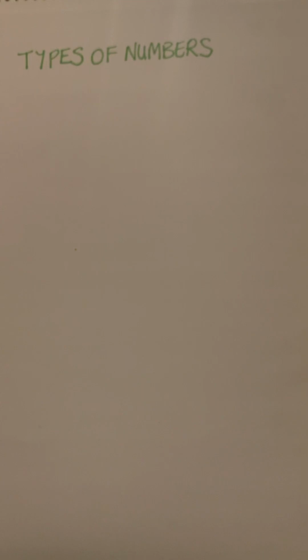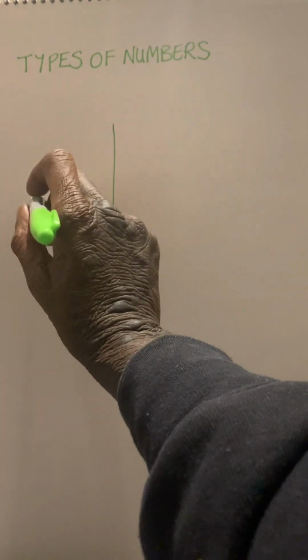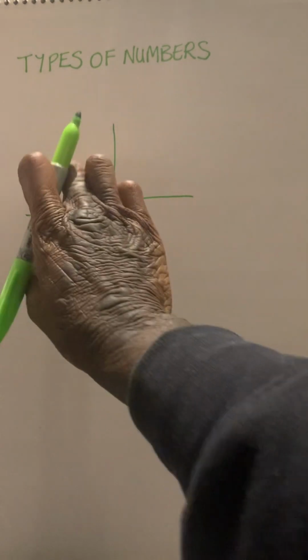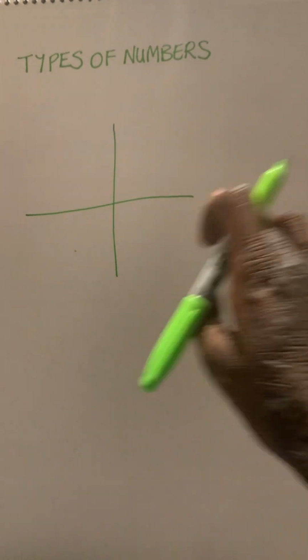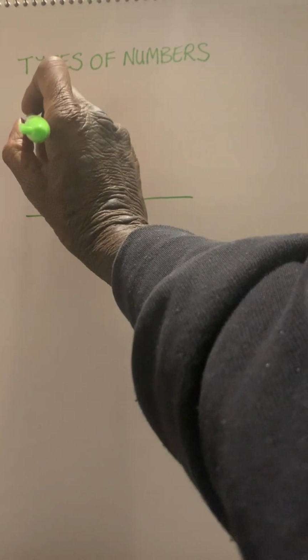And I thought we would talk about types of numbers today. I was thinking about doing a Venn diagram. We'll do Venn diagrams another time, but I thought I'd do this as a table. So I'm going to do it like this, like a crosshair type of thing, and I'm going to put the examples in here.